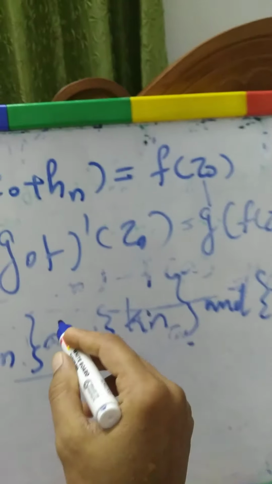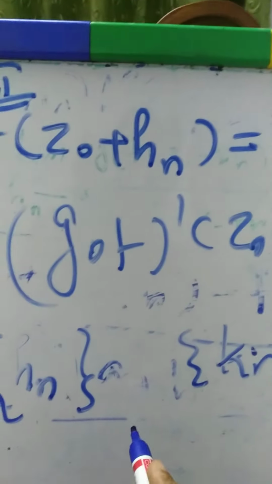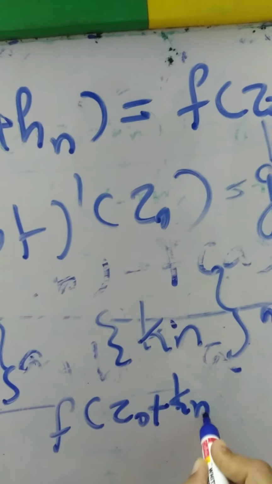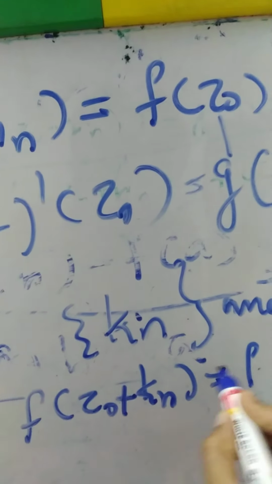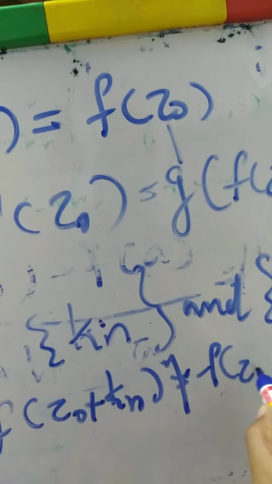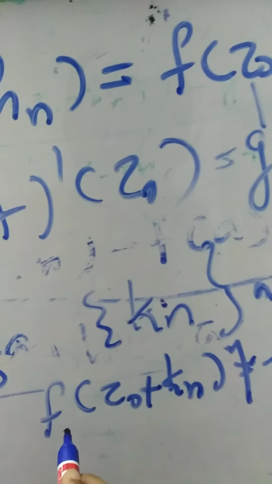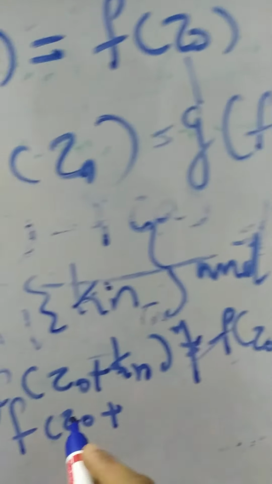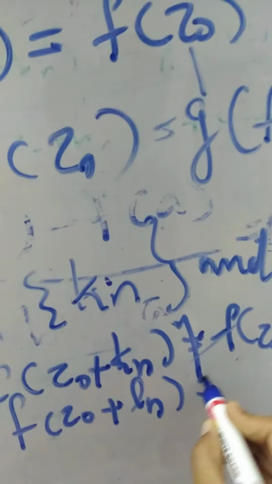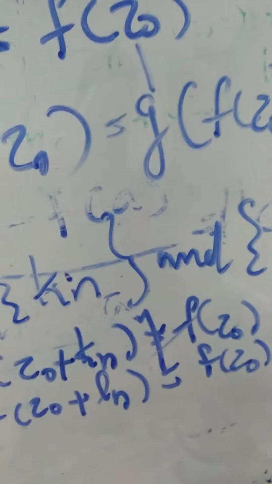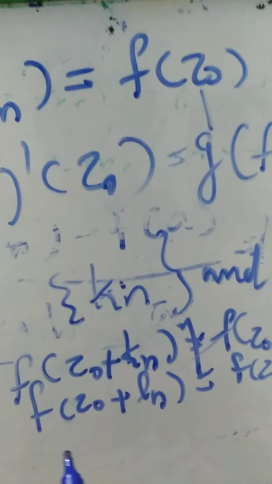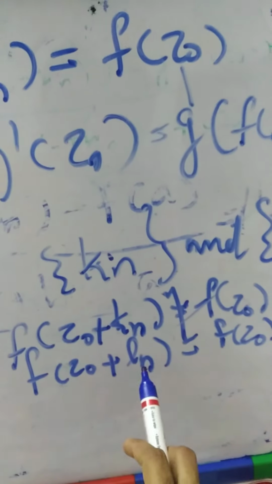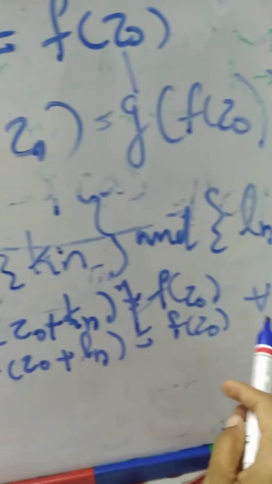Then also assume that f(z naught + k_n) is not equal to f(z naught) for every n, and f(z naught + l_n) is equal to f(z naught) for every n.